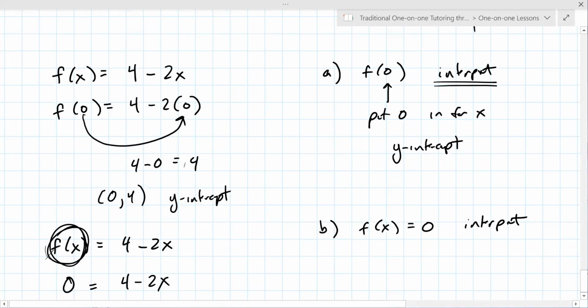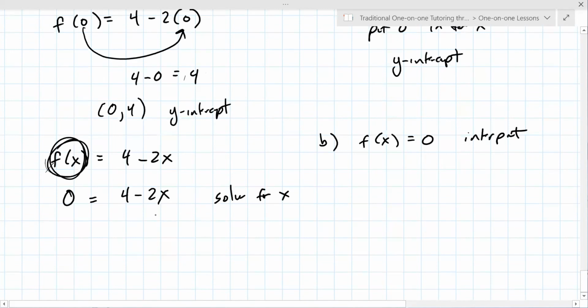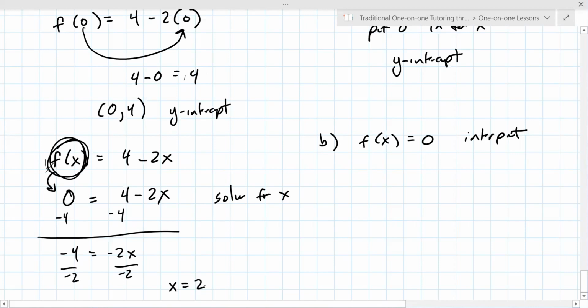On the left side, now we have to solve. Solve for x. F of x is gone. It's just 0. That becomes 0. So then you have to get rid of the 4 away from the x. So then you have -4 equals -2x. Divide by -2, divide by -2, which would leave you with +2.